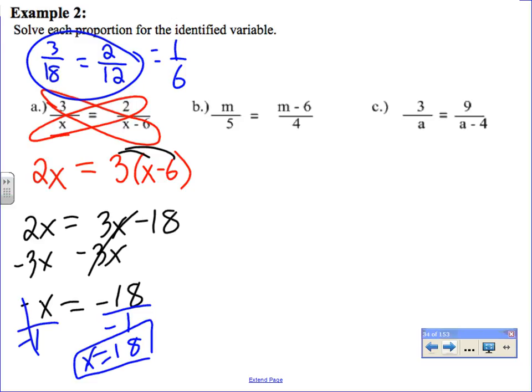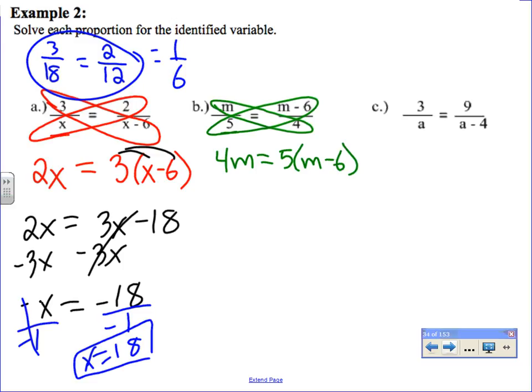Okay. Any questions on any part of that problem before we do some more? Okay, let's go to letter B. Okay, letter B, let's make our butterfly. Anytime you have equivalent ratios with an equal sign between, you're using cross products. So you're making your butterfly. We're going to multiply across both ways. 4 times m is 4m. And then multiplying the other way, we have 5 times m minus 6.